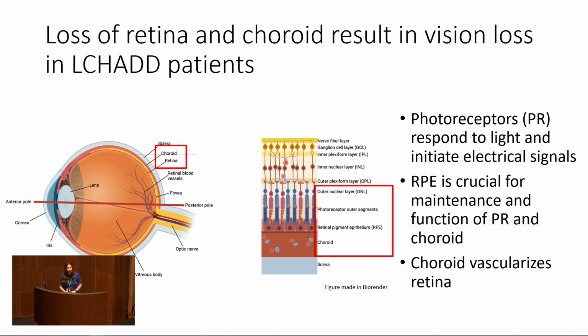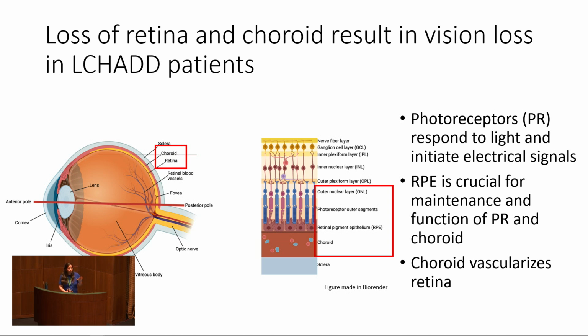LCHADD chorioretinopathy means that patients lose their vision at a pretty young age due to the atrophy of the choroid and the retina. And both of these are located in the very back of your eye. The choroid is a blood vessel that vascularizes the retina, so it's important for transporting nutrients to the retina. And the retina is a bunch of different cell layers that are important for responding to light, initiating an electrical signal, and then sending that to the brain where it's interpreted as your vision.